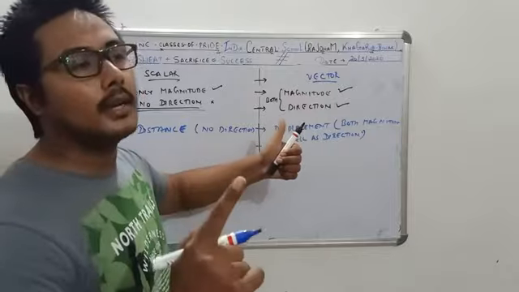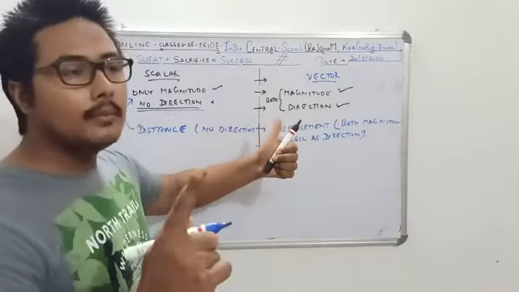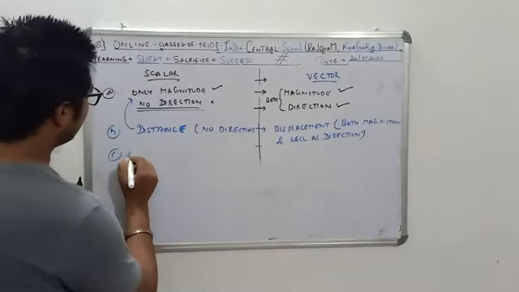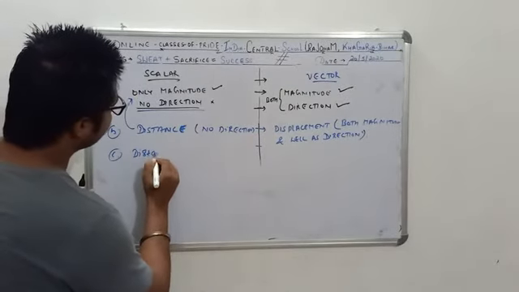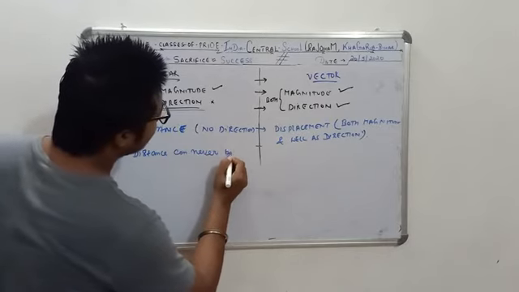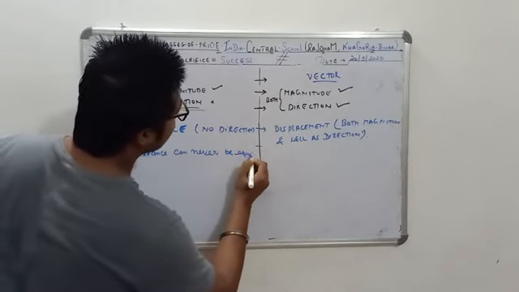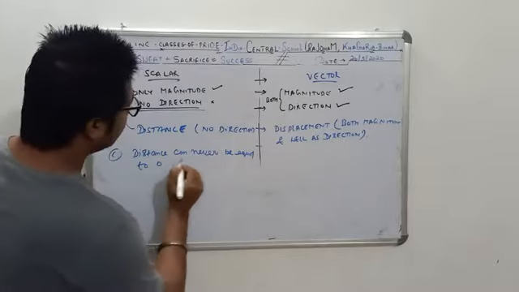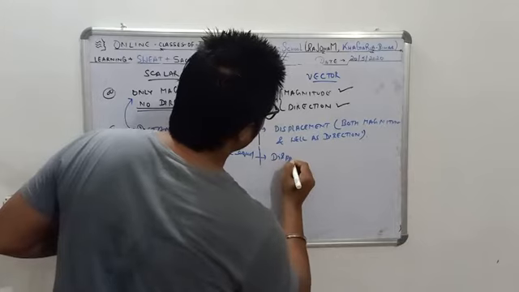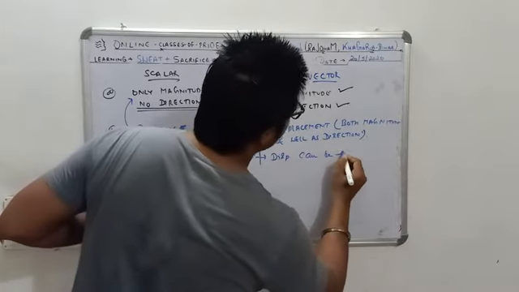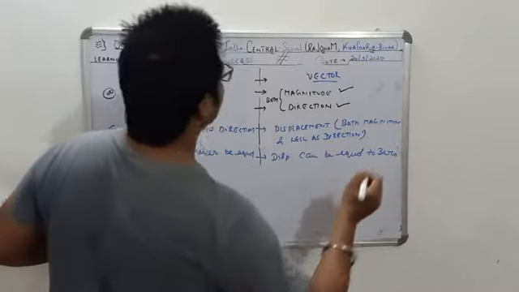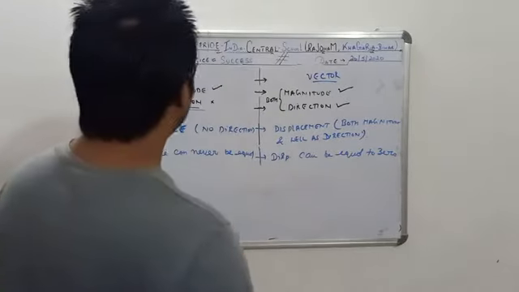The first one being that distance can never be equal to 0, whereas displacement can be equal to 0. I will write it down here. Distance can never be equal to 0, whereas displacement can be equal to 0. I have told you how the displacement can be equal to 0.